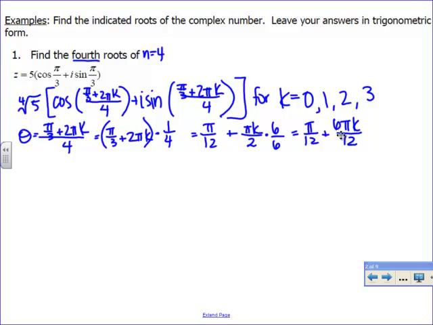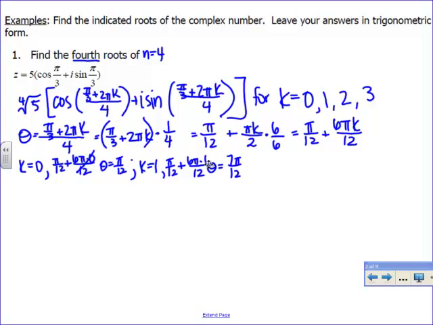So what this is going to allow me to do is figure out, okay, if k was 0, and I'm going to write it all out this time, but for most of you, you probably won't have to write it out. For k is 0, I'd have pi over 12 plus 6 pi times 0 over 12, which is going to go away, so I have theta is pi over 12. For k equals 1, I plug in a 1. I get pi over 12 plus 6 pi times 1 over 12. 6 times 1 is 6, plus the 1 we already had. It's going to get us a theta of 7 pi over 12.